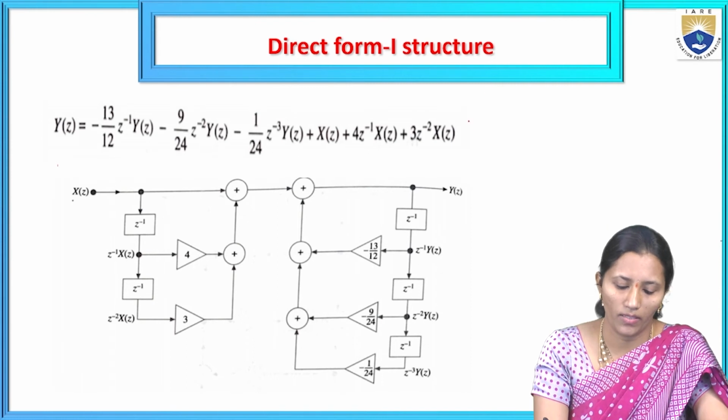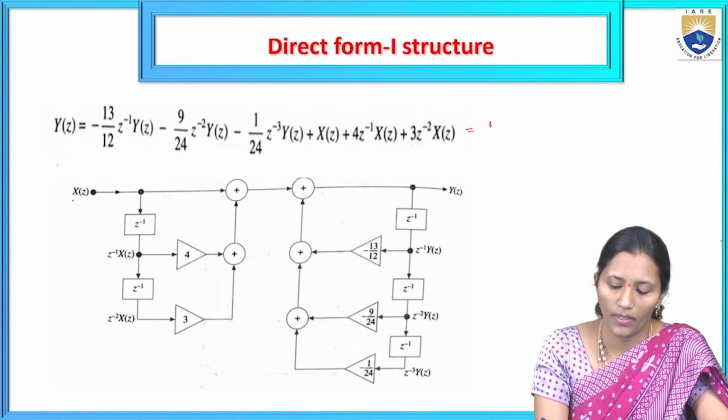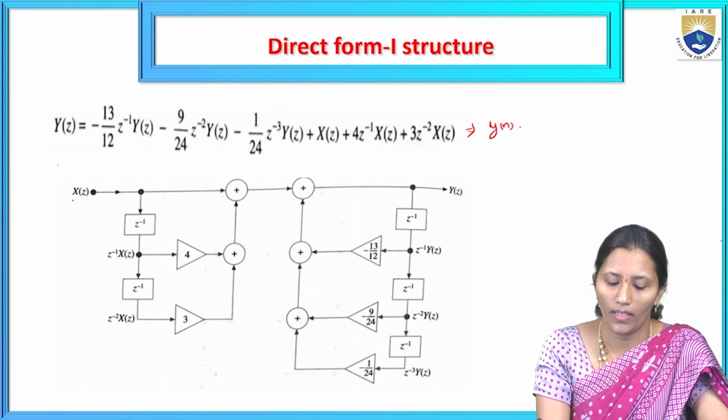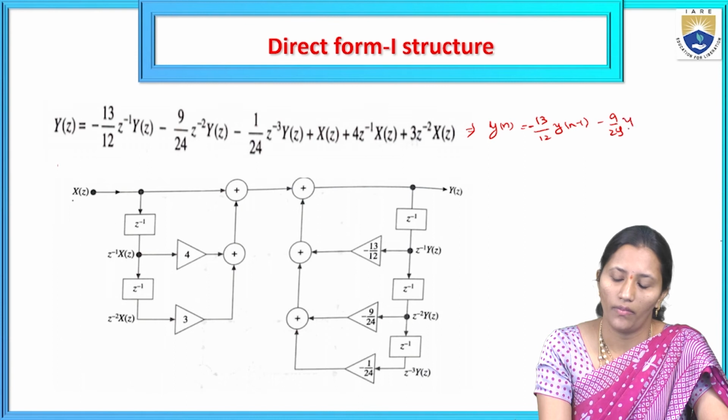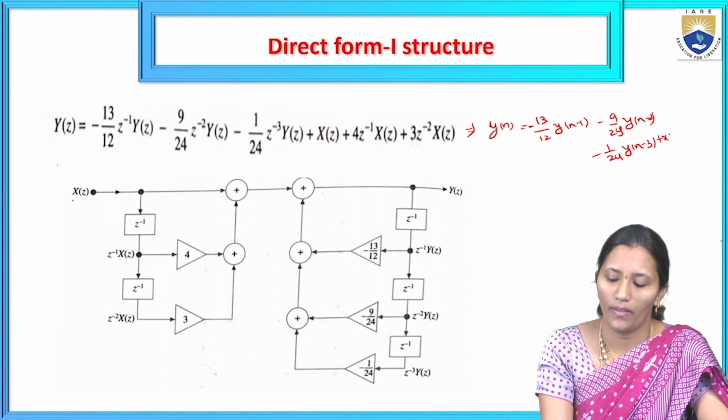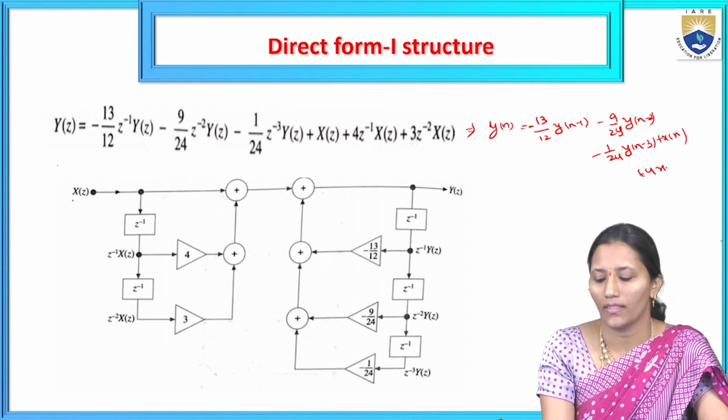Okay, so here the equation for this one is, if we consider the difference equation, y of n equals 13 by 12 minus 13 by 12 y of n minus 1 minus 9 by 24 y of n minus 2 minus 1 by 24 y of n minus 3 plus x of n plus 4 into x of n minus 1 plus 3 into x of n minus 2.